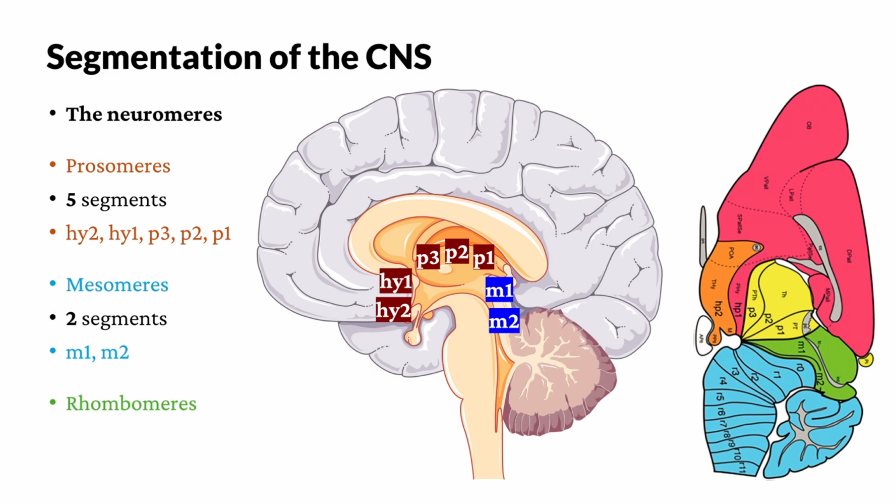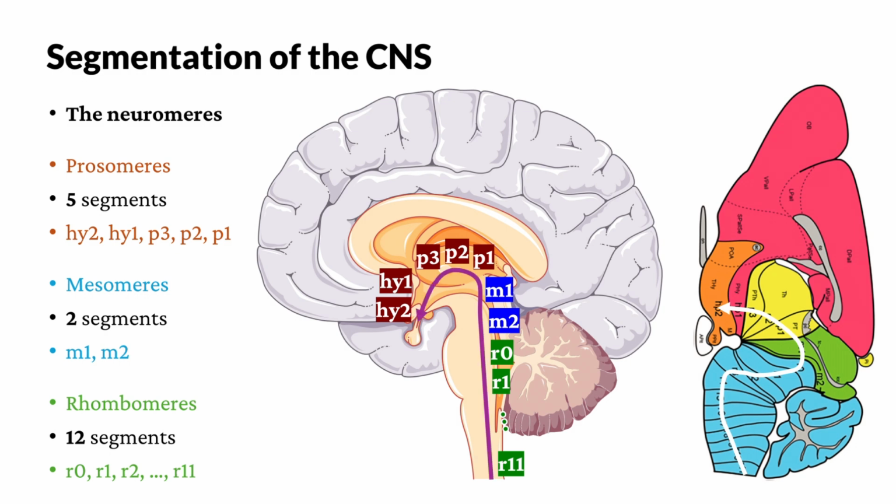And in the rhombencephalon, the hindbrain, we have the rhombomeres. There are 12 different rhombomeres. They are R0 through R11. Here is R0, then R1, and much more, and R11 at the caudal end of the brain, where the spinal cord begins. We might notice that the neuromeres are arranged in this order, or in the human brain like this.